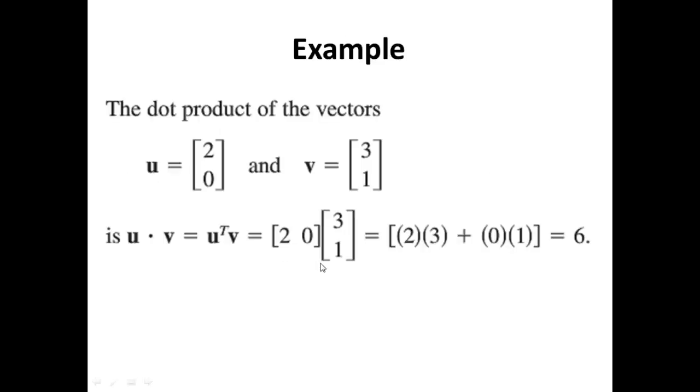For example, the dot product of the vectors u and v, this is a column vector, this is a column vector. To compute the dot product of these column vectors, we represent them as u transpose times v, which is 2 0 times 3 1, and our answer is 2 times 3 plus 0 times 1, which is 6.